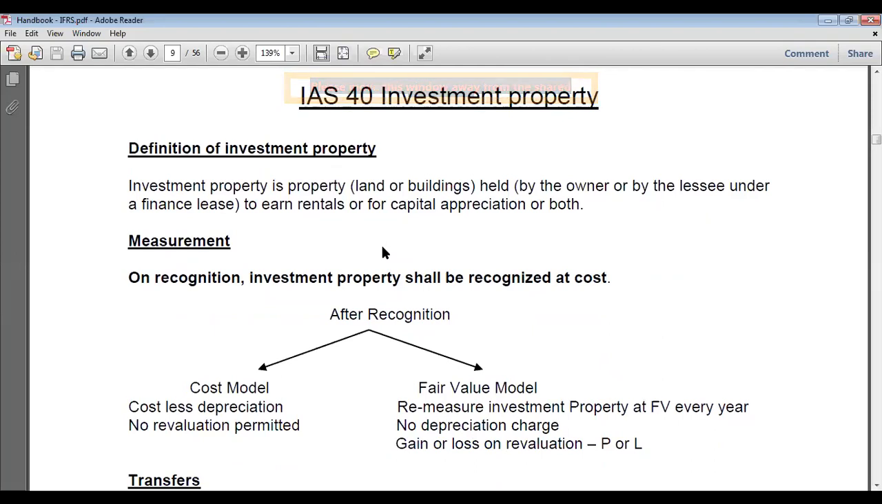Then, the definition. Now we are clear that a building or a land is purchased only for the purpose of investment or capital appreciation. That means, as per the definition, the asset is qualifying to be called an investment property. Now again, we need to see the recognition criteria. Here also the recognition criteria is the same as per IAS 16, that is, future economic benefits and the cost can be measured reliably.